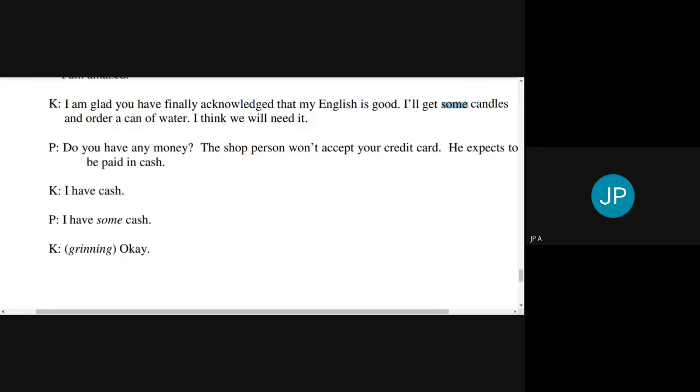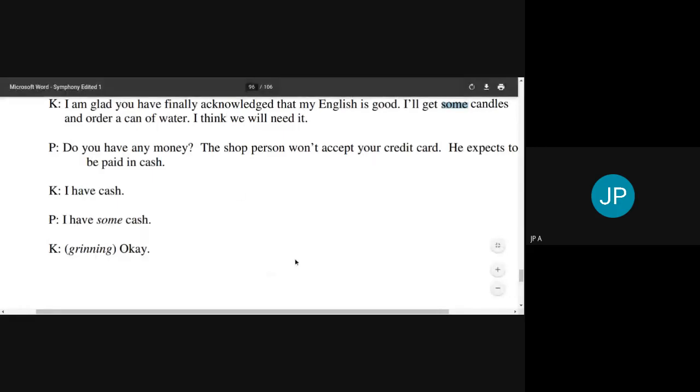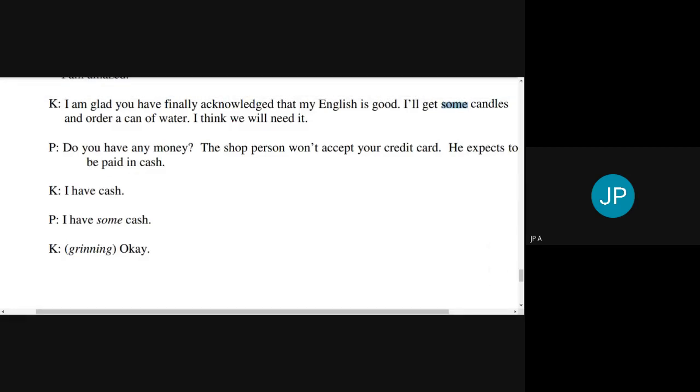So he says, I have cash. So he should have said, I have some cash. So even money sometimes becomes non-count, where you say that I have some money. You can say that you have some money. But in terms of currency, a few notes, then it becomes count. Okay, a few notes, a 1 rupee note, etc. Then it becomes a count quantity.